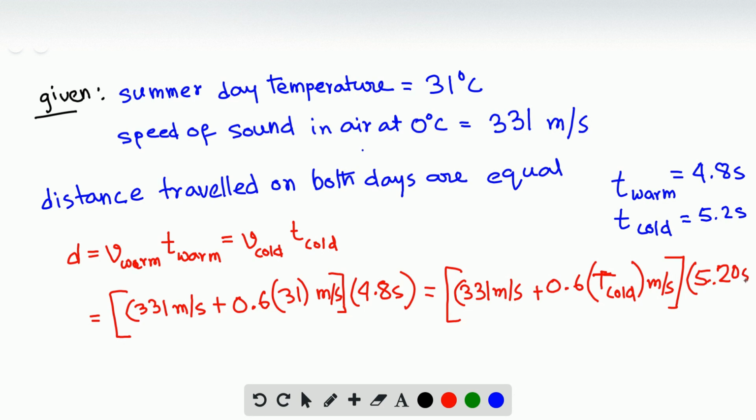and the time for the cold day is 5.2 seconds. You should try to solve this on your own, but if we solve for it, we're basically solving for this unknown quantity, and we get T cold equal to minus 14 degrees Celsius. Thank you.